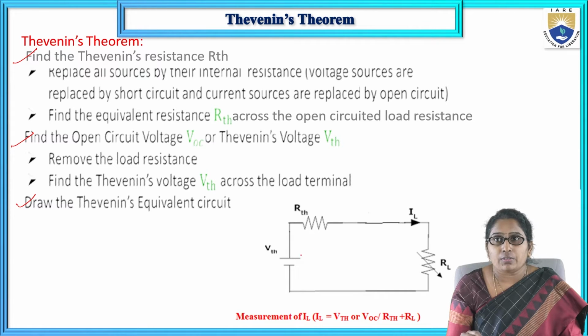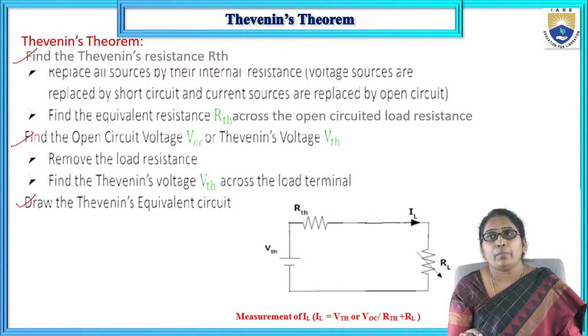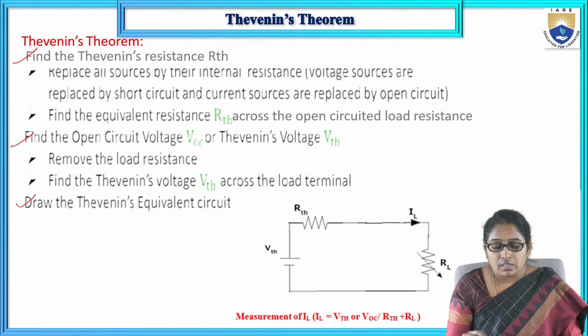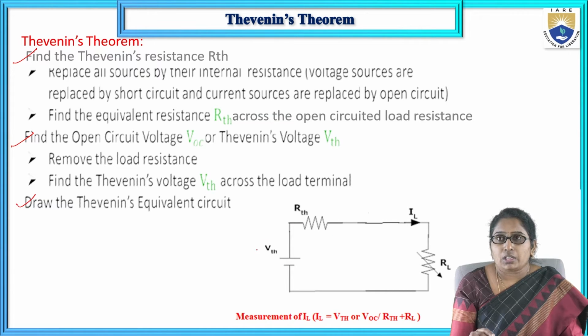So see that this is the equivalent circuit. For a given circuit, whatever it may be, a small circuit or a big circuit, it is simply replaced by one voltage source with a single series resistance, VTH and RTH, then the load resistance at its terminals, the element where we are interested in finding the current. That is here RL and the current flowing through that is IL. So this is the equivalent circuit.